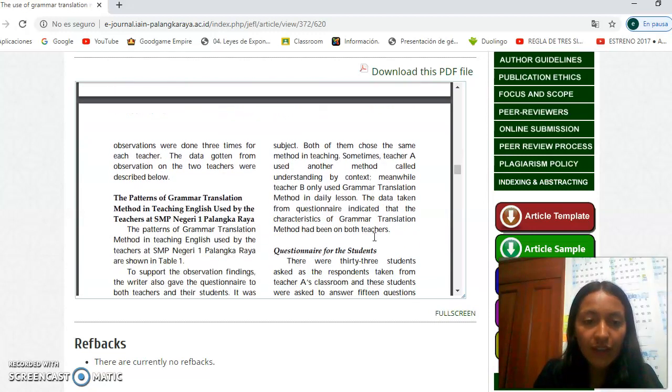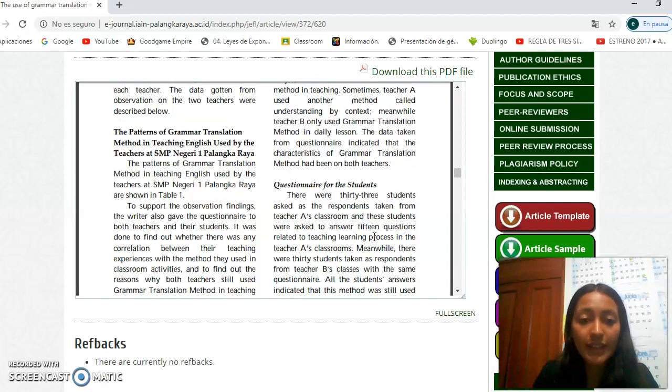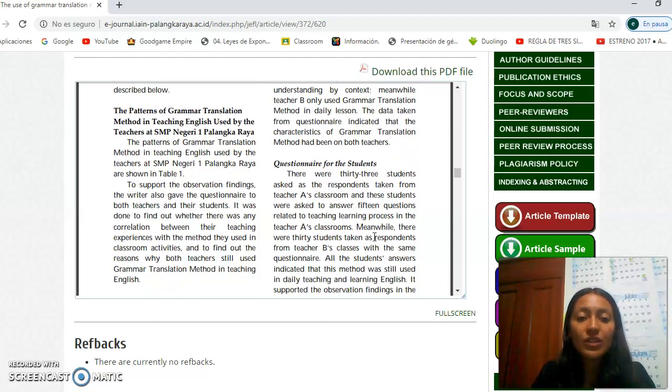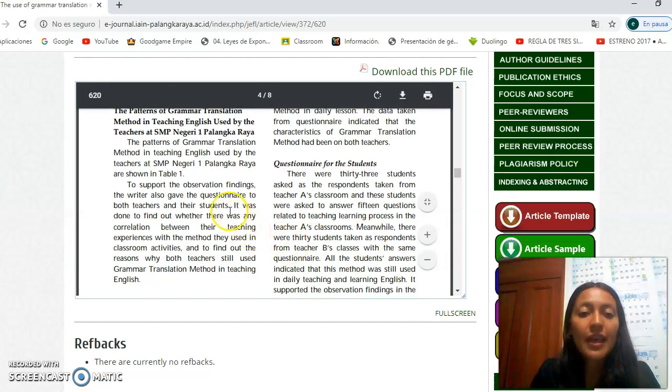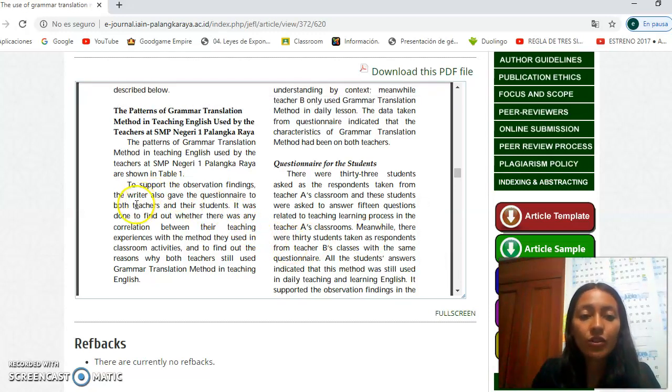Also here you can find more detailed information in which the researcher, to reinforce the observation and results that he found, also made questionnaires that were applied to both teachers and their students. Here you can find that information.